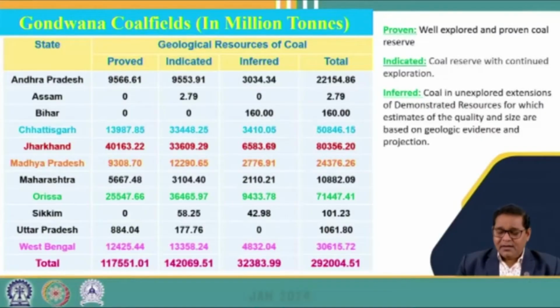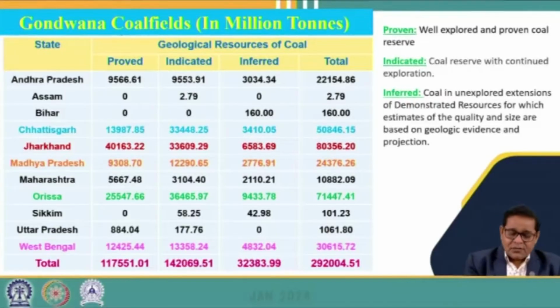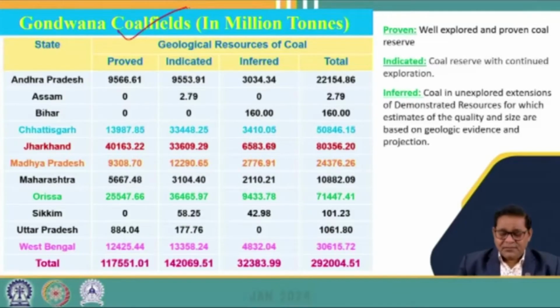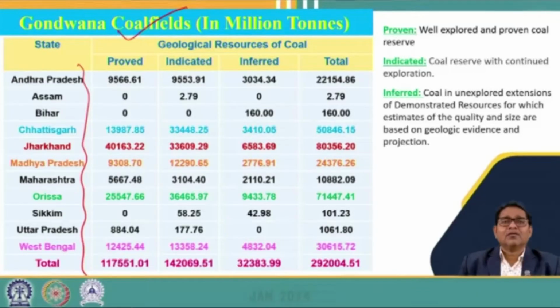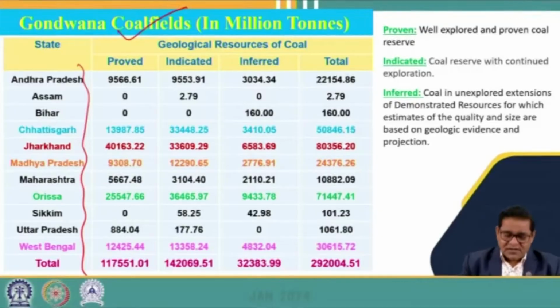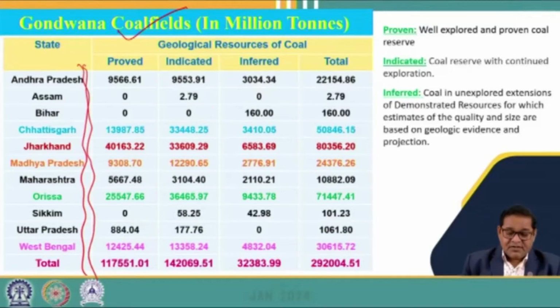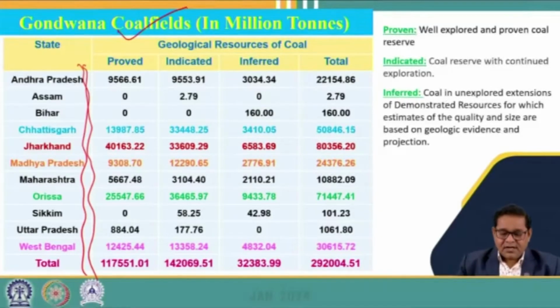And then let us talk about how much coal reserve there is in different forms, like the Gondwana coal field and then the tertiary coal fields. For the Gondwana coal field, there are different states with coal deposits of Gondwana origin, like Andhra Pradesh, Assam, Bihar, Chhattisgarh, Jharkhand, and Madhya Pradesh. These are the different states where the Gondwana coal fields are available.